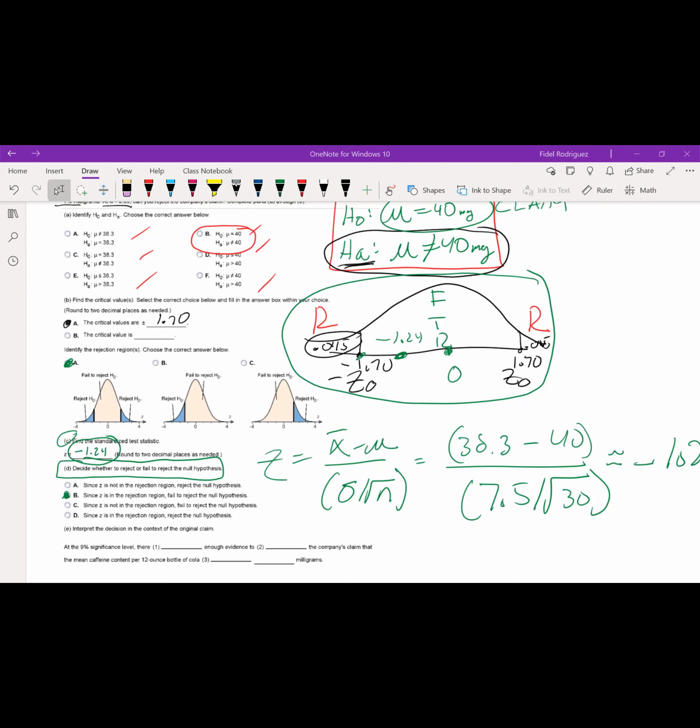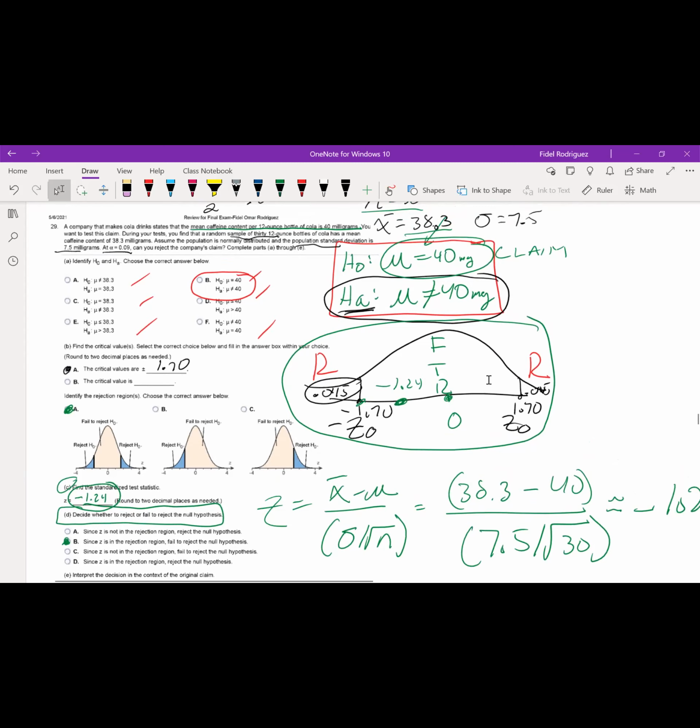Okay, so now that we're here, we know we're failing to reject the null hypothesis, right? So what I'm going to do, y'all, is remember what my claim was. My claim up here was the null, right?